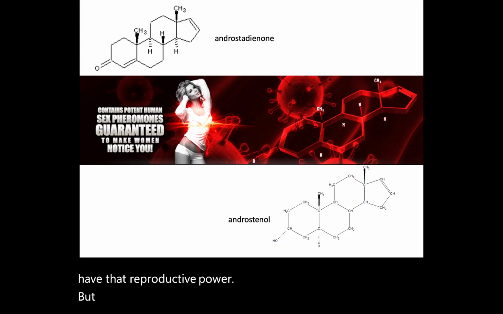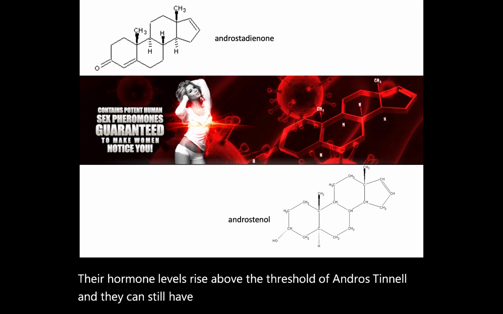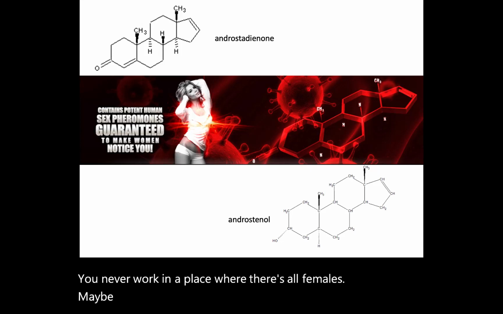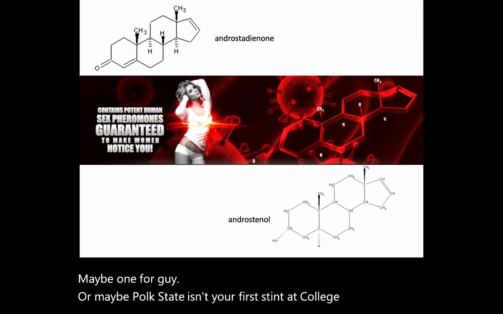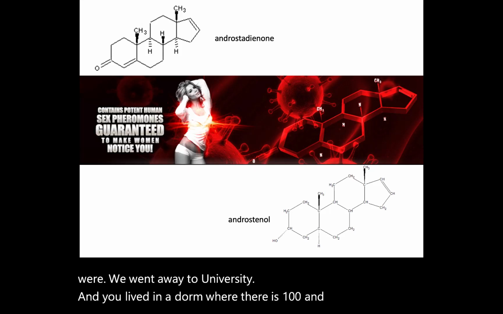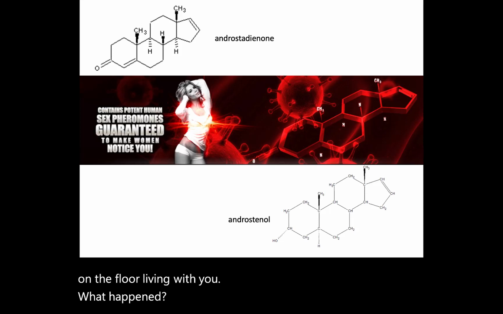But here's the thing. If the other females' hormone levels rise above the threshold of androstenol, they can still ovulate. Ladies, have you ever worked in a place where there are all females, maybe one poor guy? Or maybe Polk State isn't your first stint at college, and you went away to a university and lived in a dorm where there were 150 or 175 other females on the floor living with you. What happened? Your cycles synced up. It's what we call the dormitory effect.